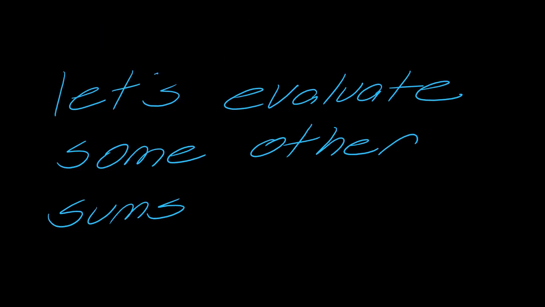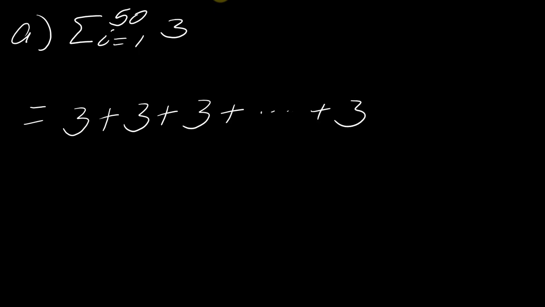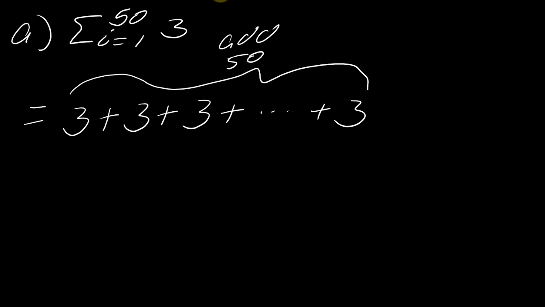So let's evaluate some sums. Okay, so here's the first one I was talking about. I want to sum up from 1 to 50, just the constant 3. So first of all, what this looks like, the first term here would be 3. The next term would be 3. The next term would be 3. There's no i in this formula. You see, it's just 3. So what that means is that I'm just going to add 3 together a total of 50 times.